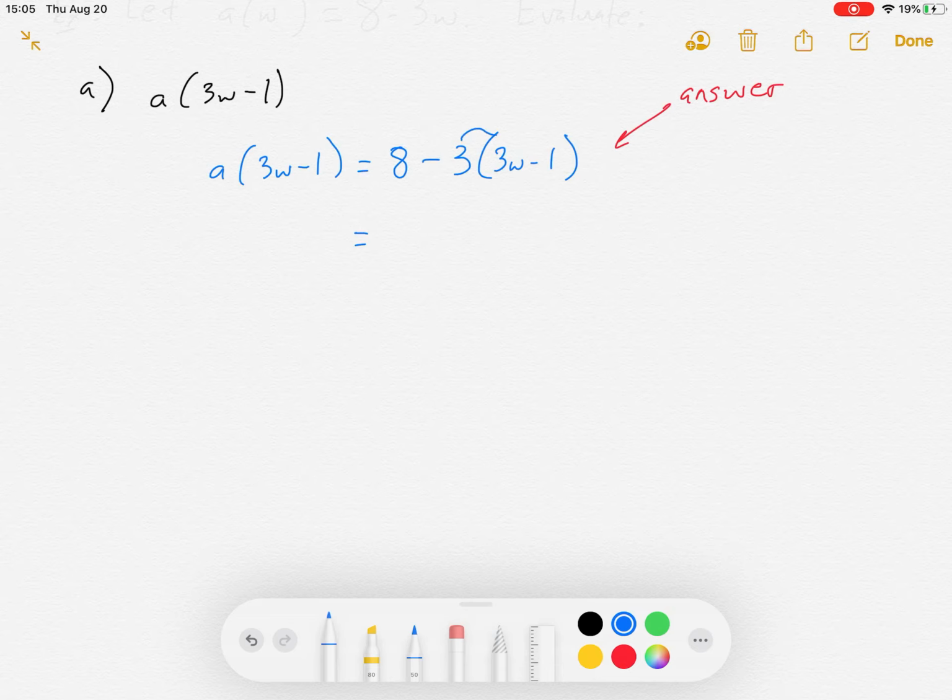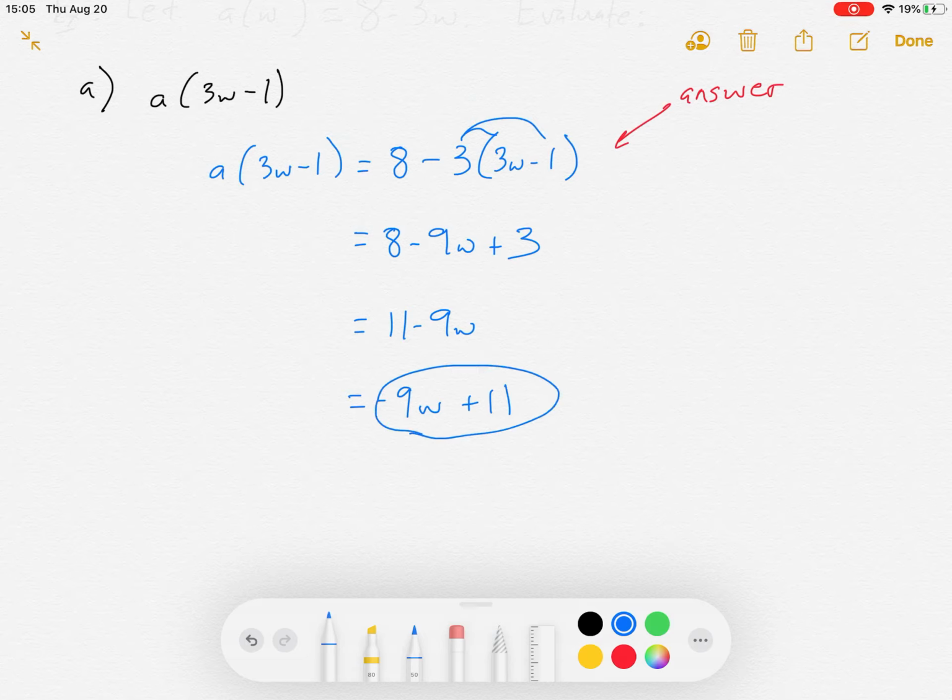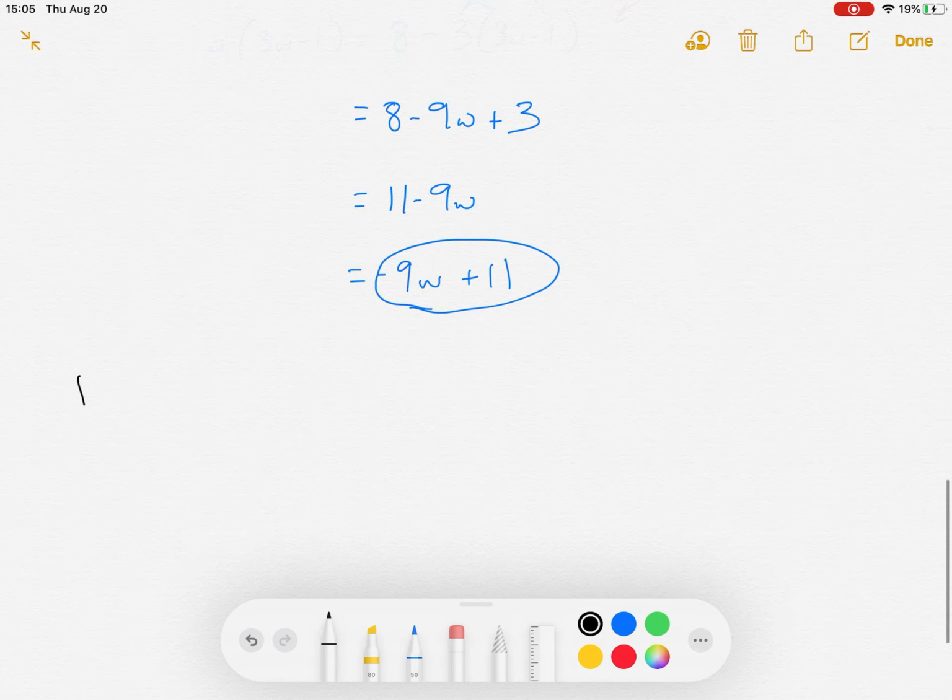Okay, now we're going to simplify. So I'm going to distribute the -3 to each. So I'll have 8 minus 9w, and then I'll have a -3 and a -1 gives me plus 3. Combine the like terms, I'll have 11 minus 9w. And I might even change this into sort of the standard form we're used to with the variables first, although this is not a necessary step, and so that would be my final answer, -9w plus 11.